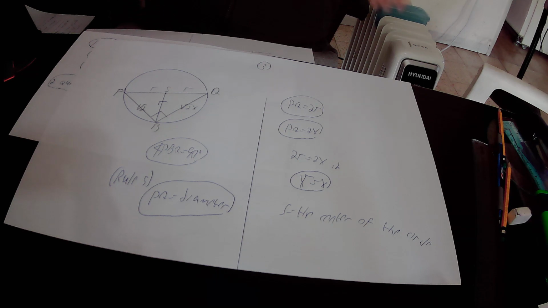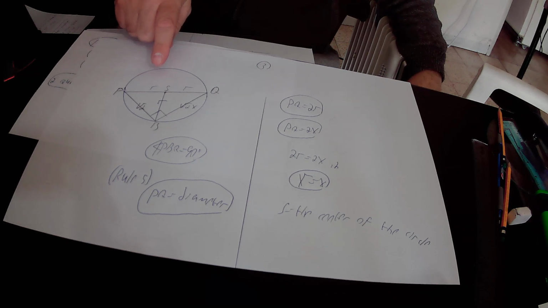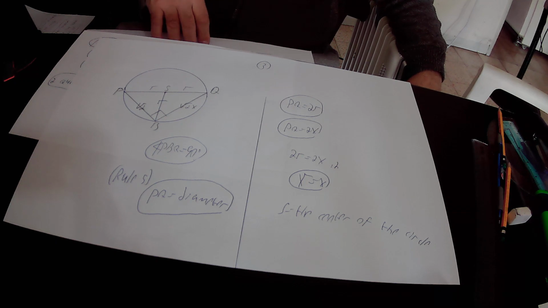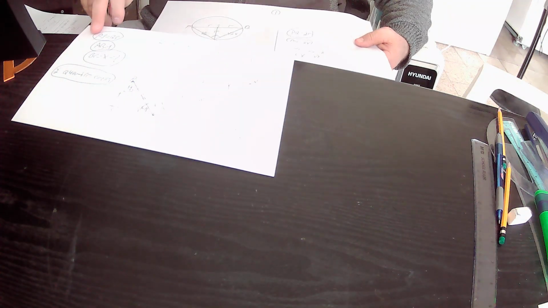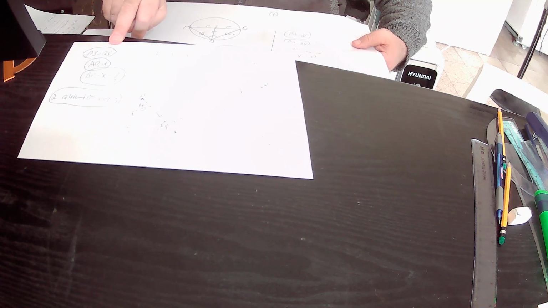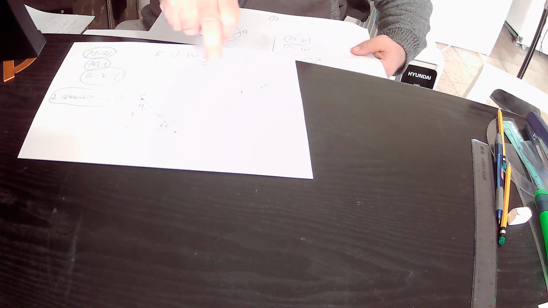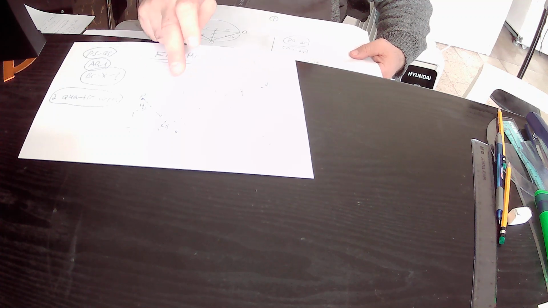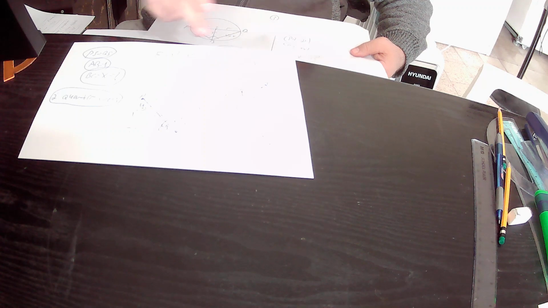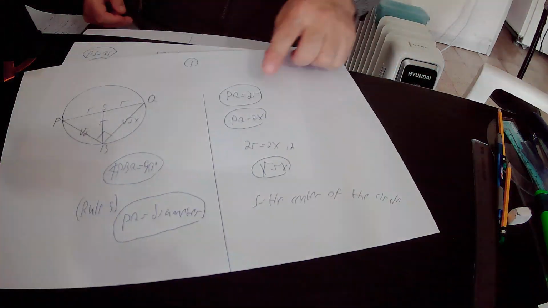So if we define the radius of the circle as r, then the diameter PQ must be equal to 2r from one side. But from the other side, it is given to us that PS equals SQ. So if PS is x, then SQ must also be equal to x. So in total, PQ must be equal to x plus x, that is 2x. So from another side, PQ equals 2x.